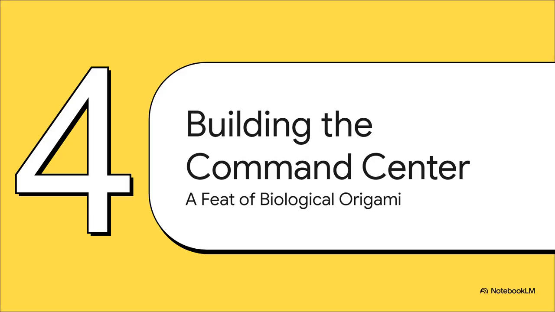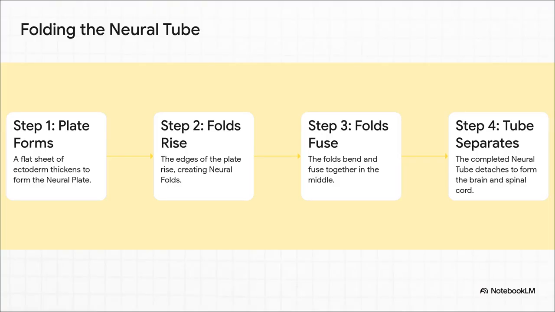So, with the body's foundational layers now in place, the next major task is to build the command center, the central nervous system. This happens through a process called neurulation, and honestly, it's a stunning feat of what you could call biological origami. Yeah, you can really think of it like folding paper.